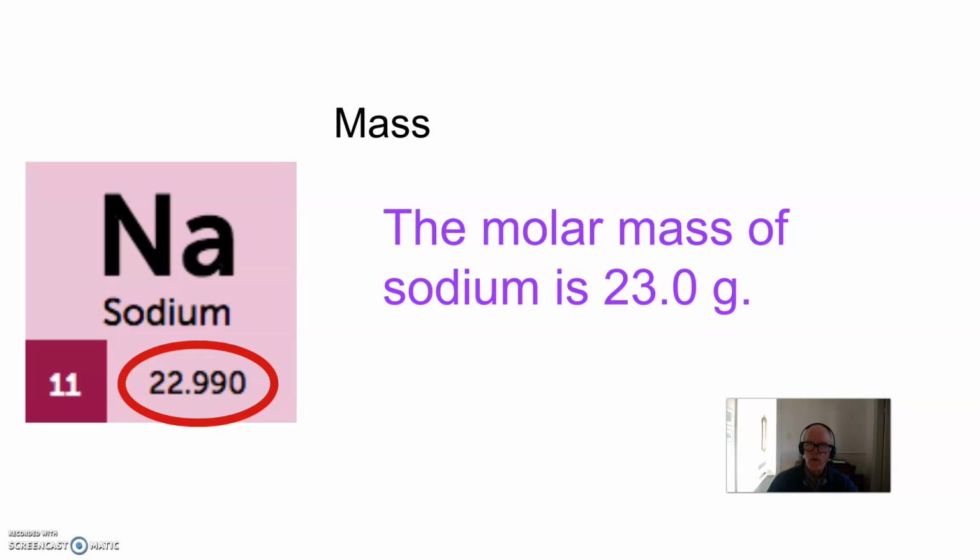So here's the conclusion. We can say from looking at the periodic table that the molar mass of sodium is 23.0 grams. You'll notice that I've rounded it off, and in our class, for our purposes, it is good enough to use the molar mass of the element with one number after the decimal place, one digit following the decimal place. So in this case, 22.990 grams rounds off to 23.0 grams. And that's how we can find the molar mass of an element.